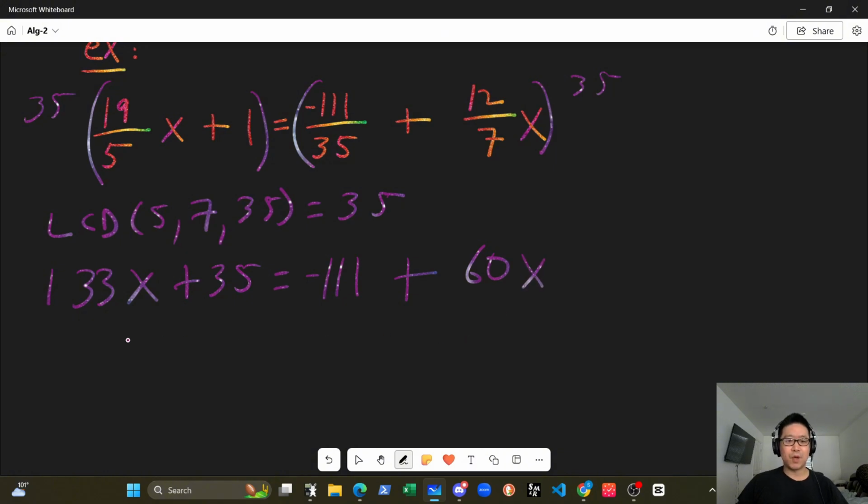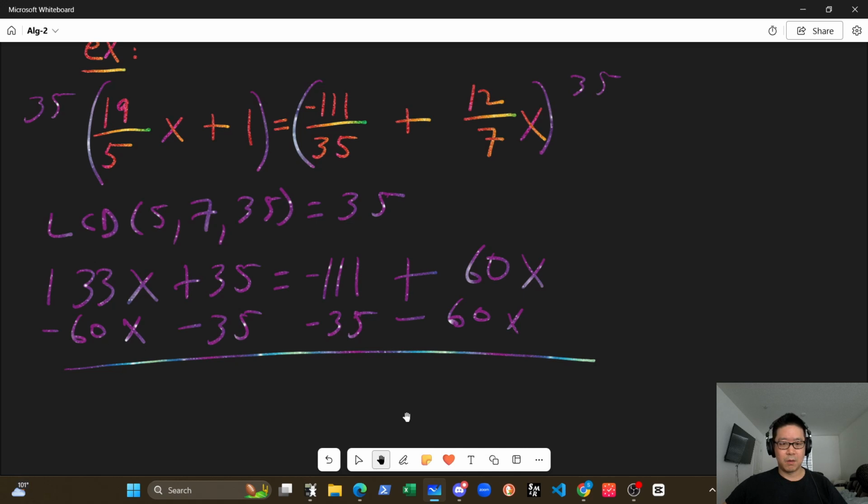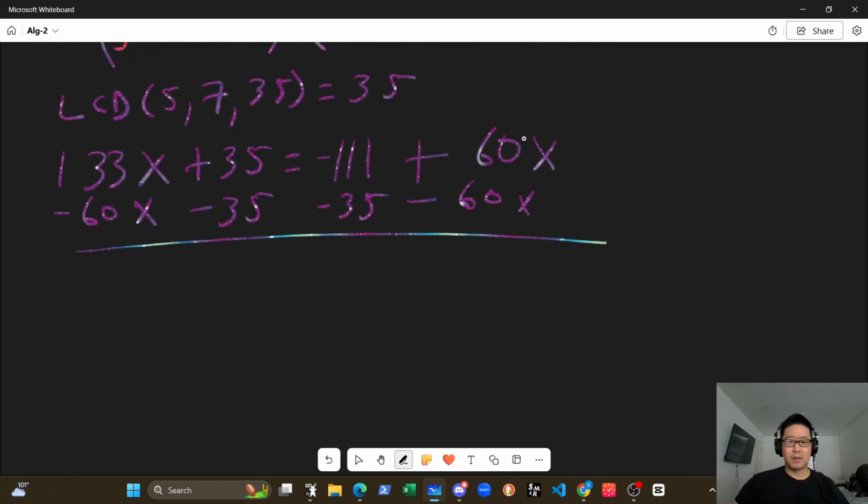And notice how now we have just a regular linear equation in one variable that we're used to working with. And now we can apply the four-step process just like before. So we're going to move the variable to one side and everything else to the other side. So let's do that by subtracting 60x from both sides. And we're going to subtract 35 from both sides as well. And the 60x's will cancel, the 35s will cancel.